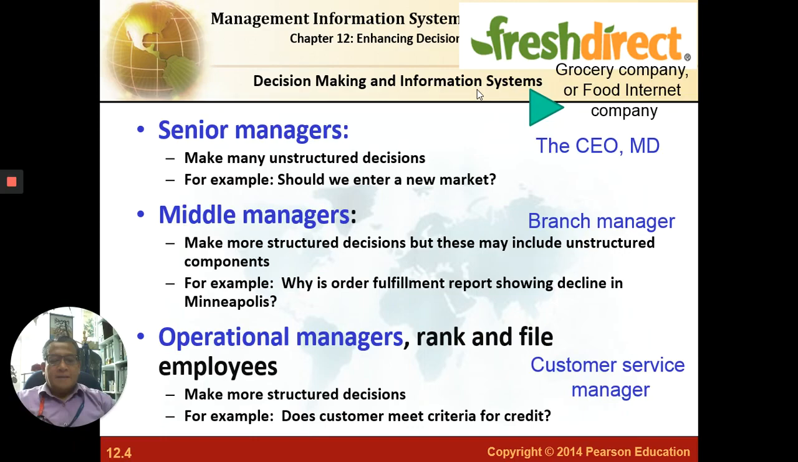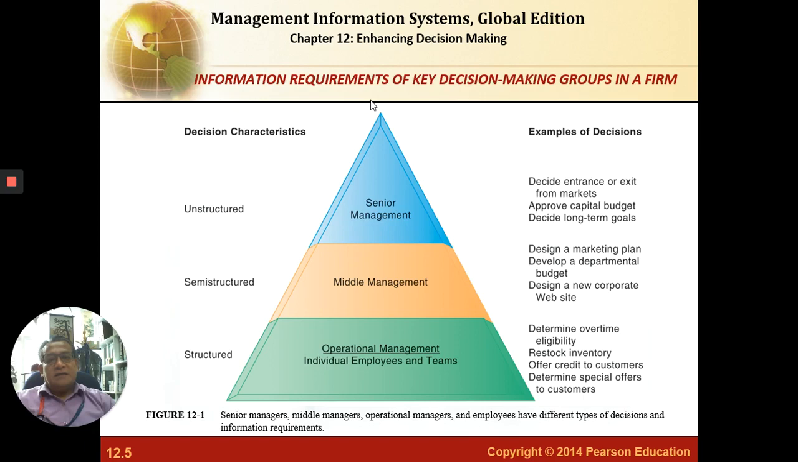Okay, if we take a look at the decision characteristics and examples of decisions by the three layers of managers, for example, senior managers, middle managers, and operational managers, you can see that these three layers are making different types of decisions by being supported by an information system. For example, in the retailing industry, an operational manager, like a stock manager, will determine the level to restock the inventory. They will determine what kind of credit you could offer to a customer. So these are the first layer of decisions made by perhaps a store manager.